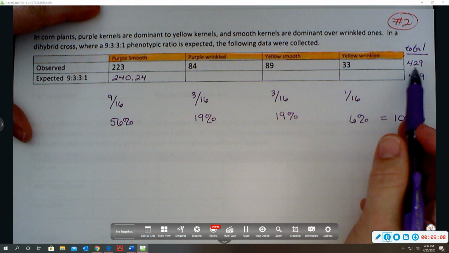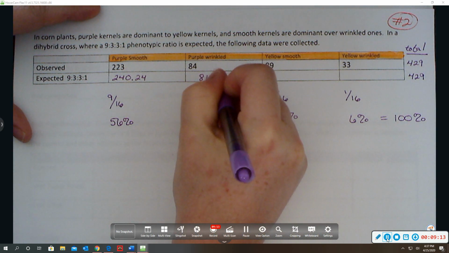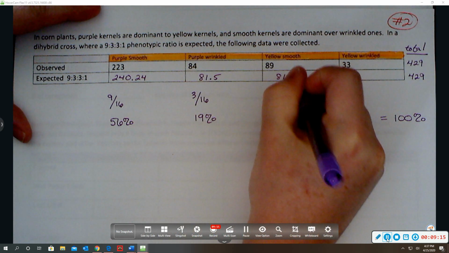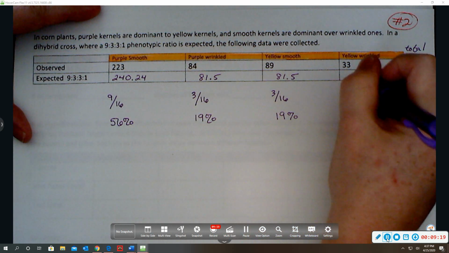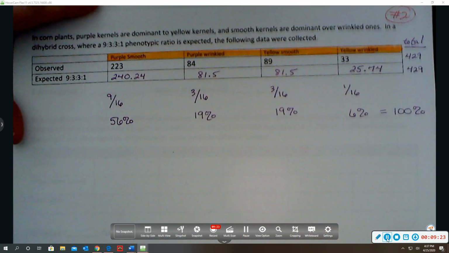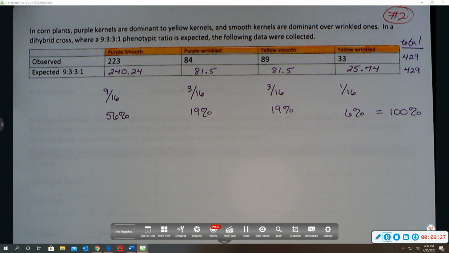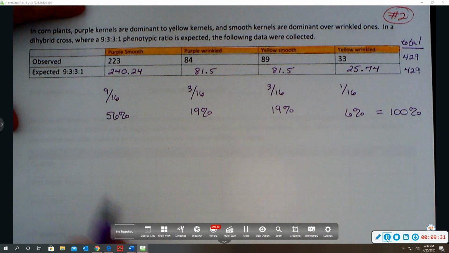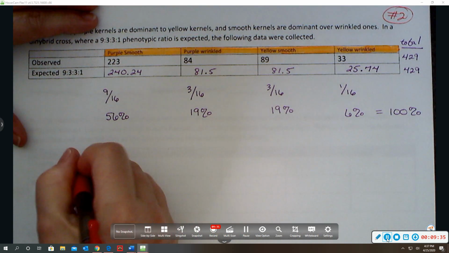19% times 429, that will give me 81.5 for both of these. And 6% of 429, 25.74. Alright, now I've got my observed and my expected values. Again, I don't have a chart, but I don't really need one. I can write this out if I like.